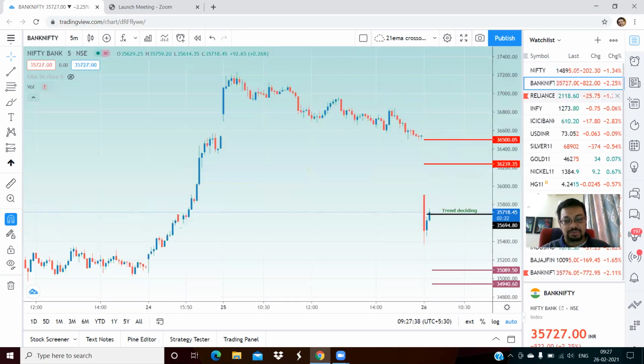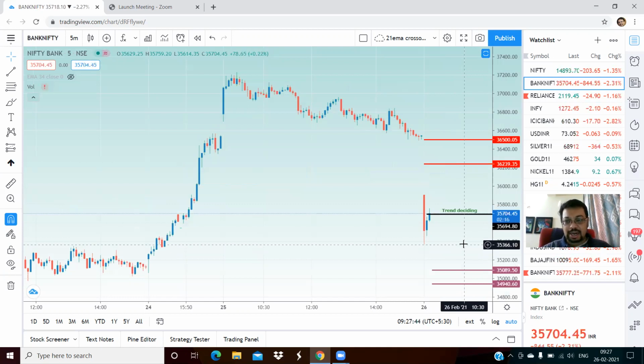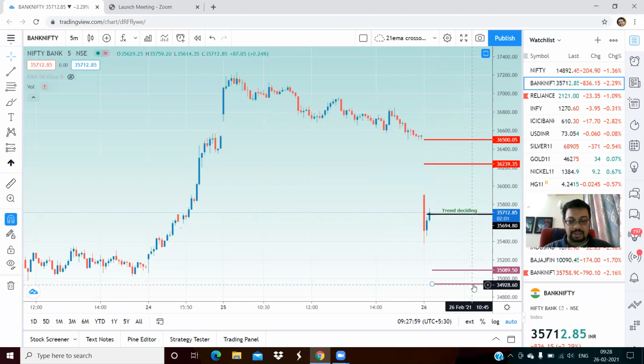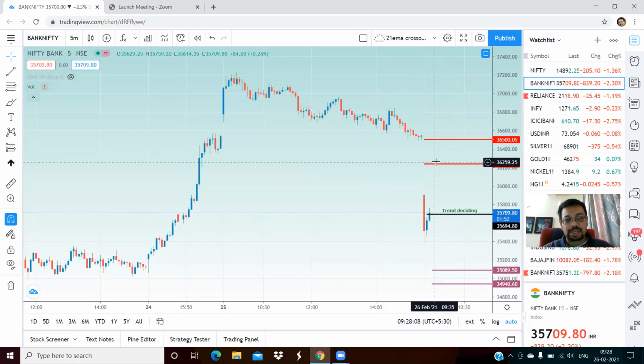Similarly, let us see Bank Nifty. The trend deciding level is 35,694. Right now we are almost at that level and slightly below it. On the lower side, 35,081 is your first target and 34,940 is your second level. As you can observe, the two downward levels are very near to each other, suggesting that is a support area. On the upper side, if the trend deciding level is broken comfortably, then you can target 36,239 and the second level is 36,500. So these are the levels for Bank Nifty.